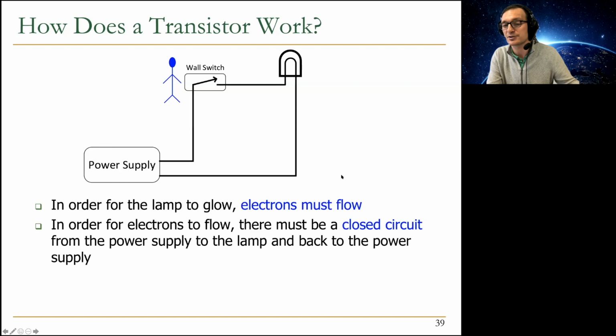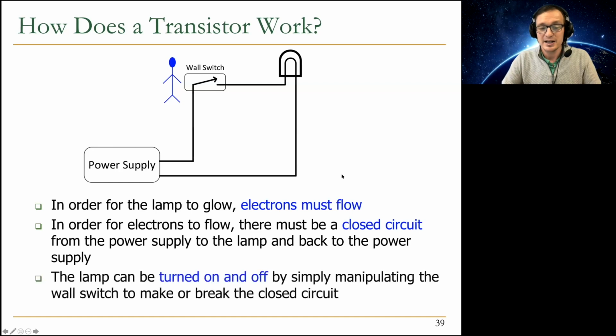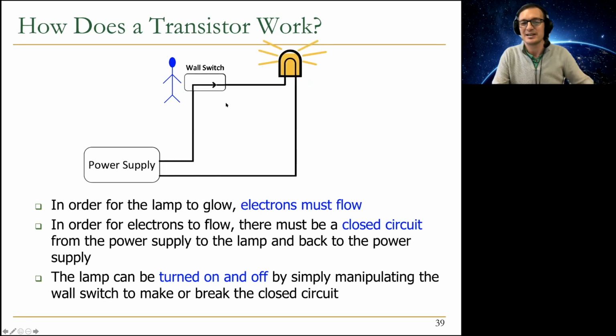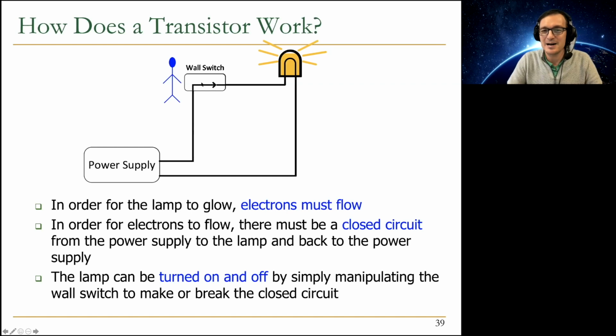That's fundamental circuit principles. And the lamp can be turned on and off by simply manipulating this wall switch to either open or close, or make or break the closed circuit. So if I press the button on the wall and switch it on, it becomes a closed circuit like this, and I basically have a full connection between the power supply and the light bulb, and then back to the power supply. As a result, this thing glows, right?